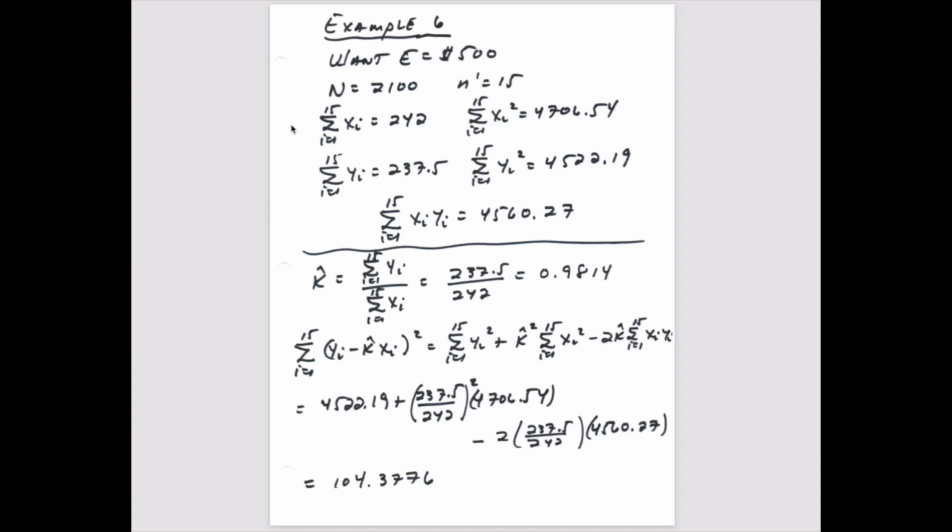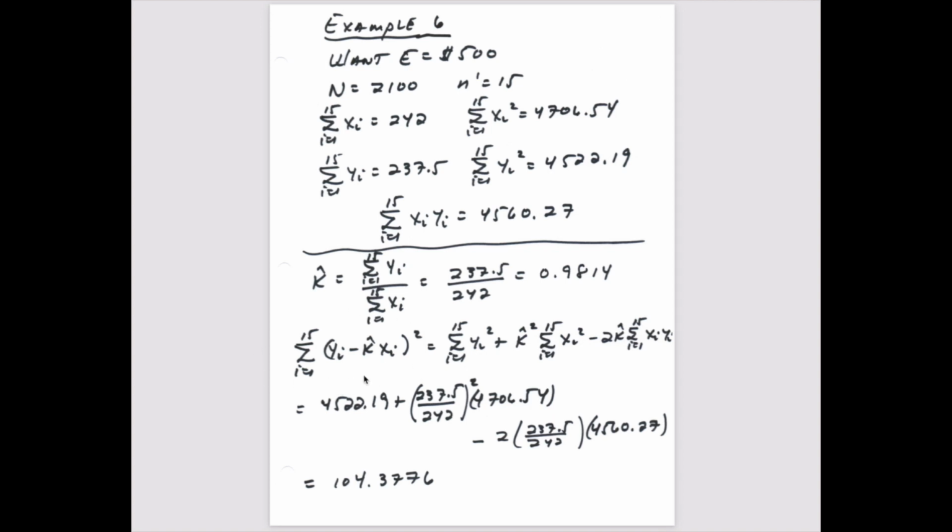The summary statistics for the sample are as follows. The sum of the x's is 242. The sum of the squared x values is 4,706.54. The sum of the y values is $237.50. The sum of the squared y values is 4,522.19, and again, the units on that would be dollars squared. The sum of the x's times the y's is 4,560.27. The point estimate for the proportionality constant k is given by k hat, which turns out to be 0.9814.